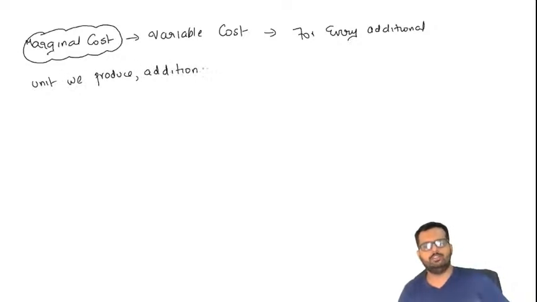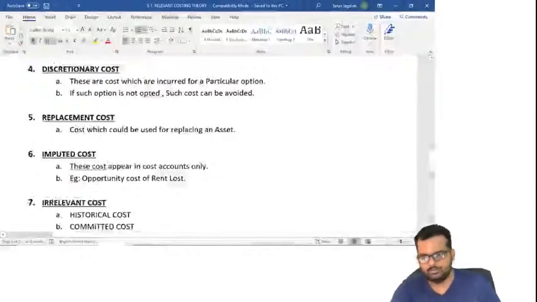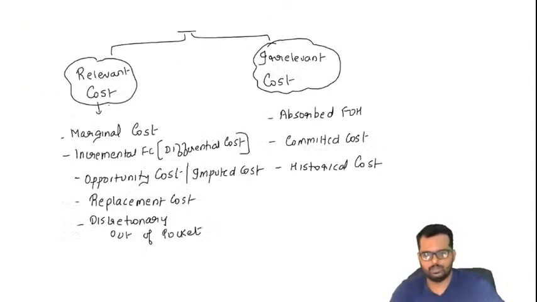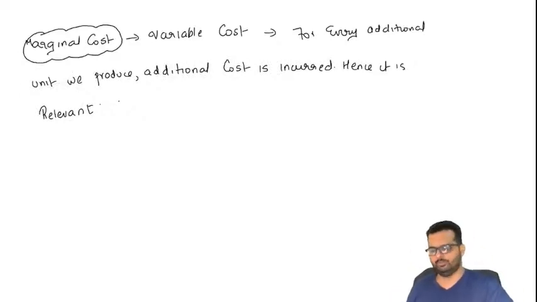Additional cost is incurred. That is why, hence, it is relevant. This is a very important cost phrase. Okay, hence it is relevant. I hope you are all clear with the first part. What is the second cost that we are talking about over there? If you write down this, then I'll go to the next page and explain to you what is differential fixed cost.